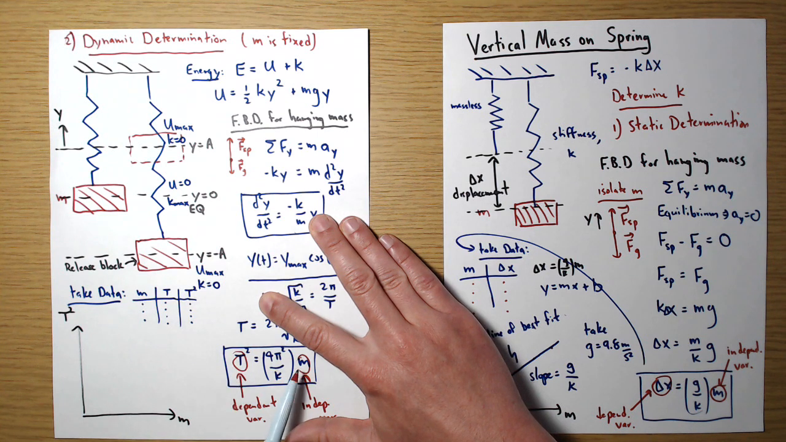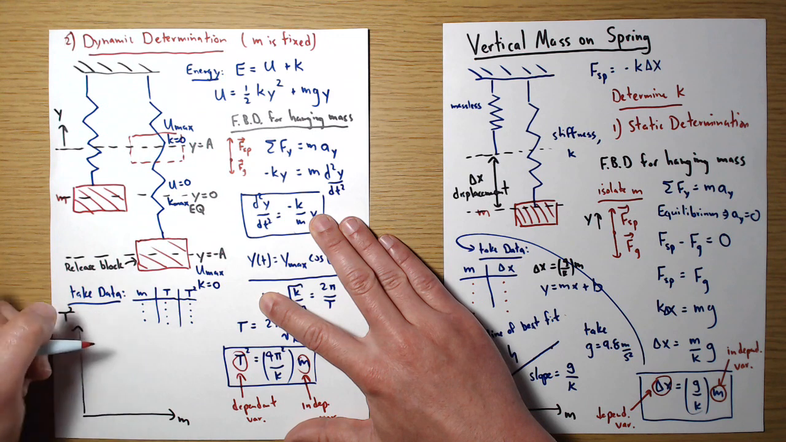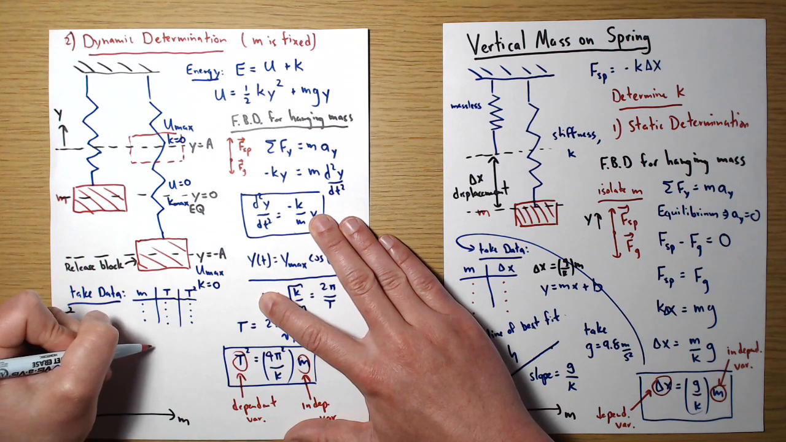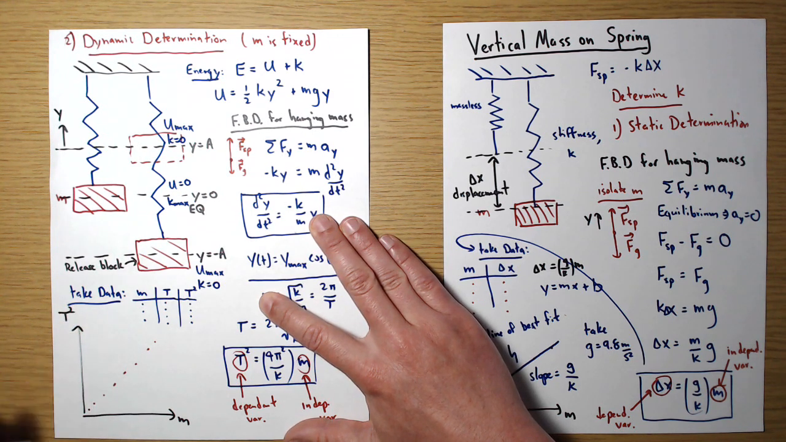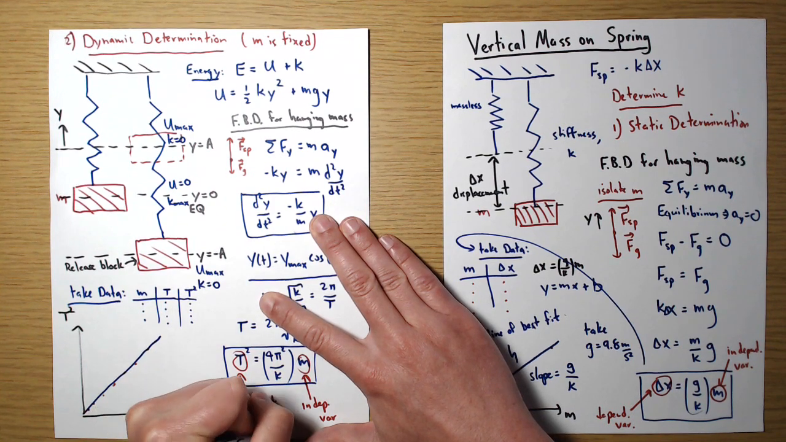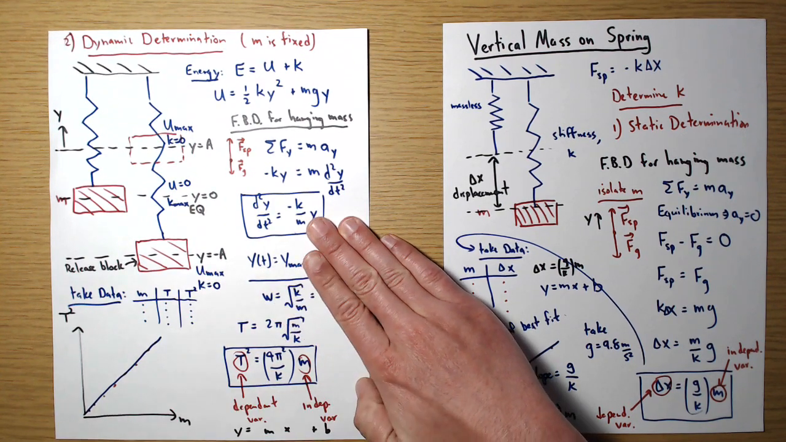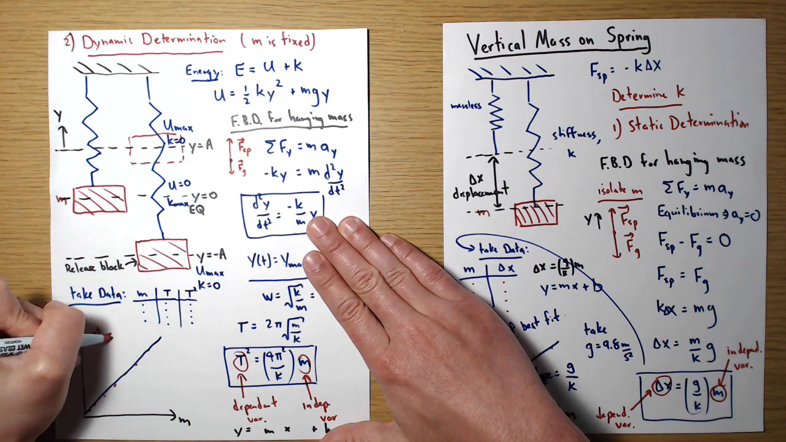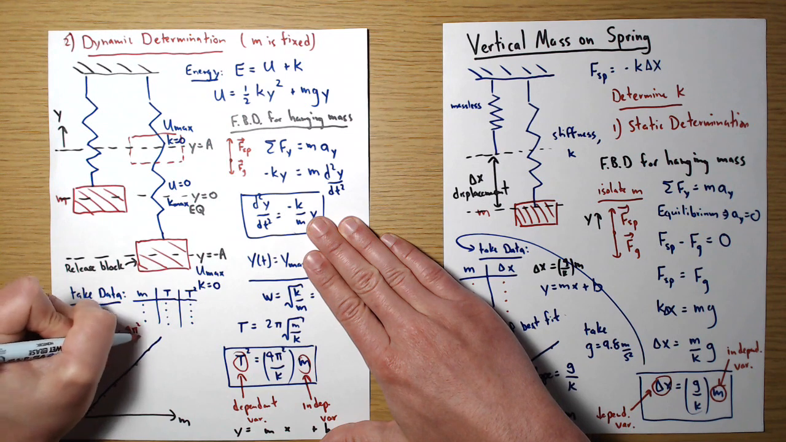According to this equation, if I take all my data, T squared is proportional to m, and the proportionality constant is 4 pi squared over k. So once I plot this graph, what I get is a straight line. If I compare this to the equation of a straight line, y equals mx plus b, the y-intercept is 0, x is m, y is T squared, and the slope is equal to 4 pi squared over k.